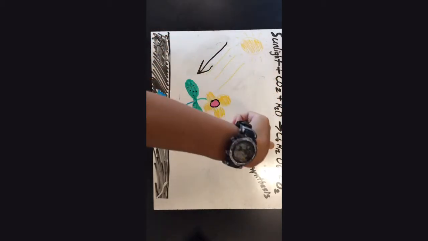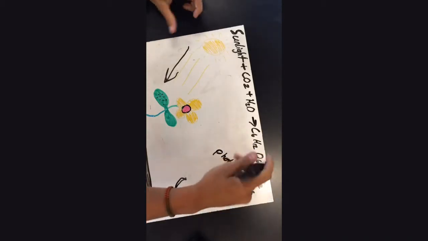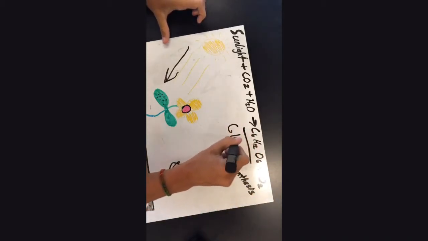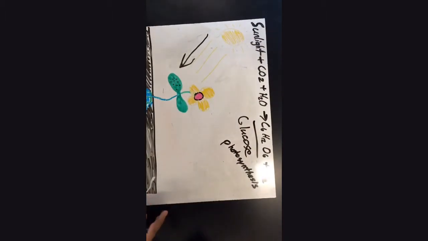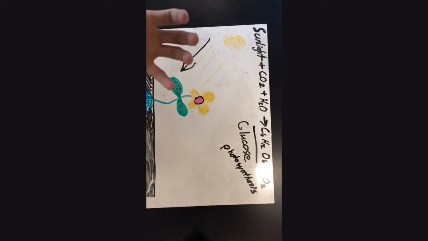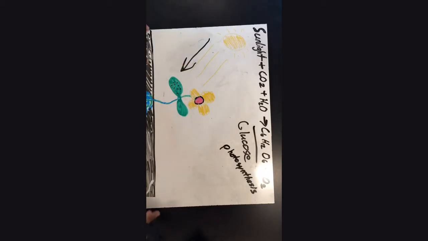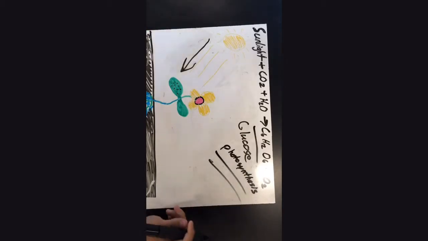And then we move over to the other side of the equation where C6H12O6 is created. This is more commonly known as glucose. Glucose is broken down in later processes, and that is where most of the energy in plants comes from. That's why plants are called producers and not consumers. They make their own food. That's why they're called producers. So that is the process of photosynthesis.